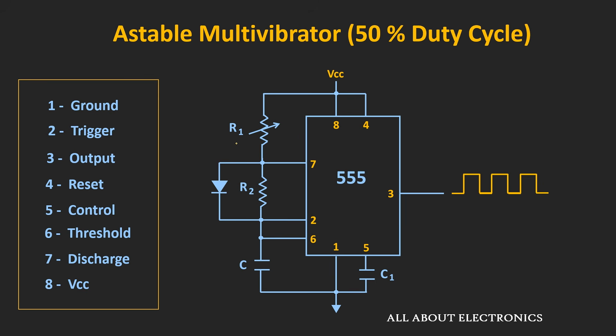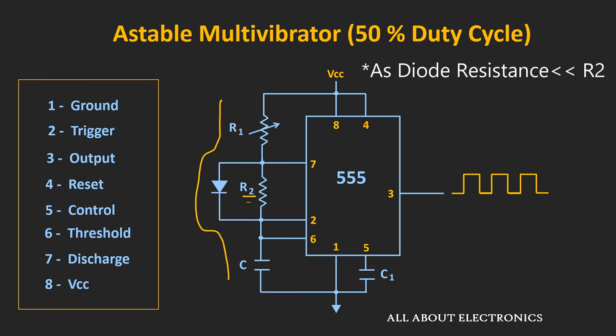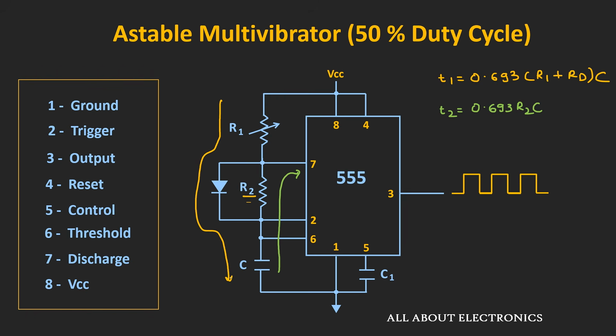So now during the charging of this capacitor, this diode will become on, and in the on condition, the resistance offered by the diode will be less than this R2. So during the charging time, this capacitor will charge through this resistor R1 and through this diode. So the charging time T1 can be given as 0.693 times (R1 + RD) times C, where RD is the forward resistance of this diode.